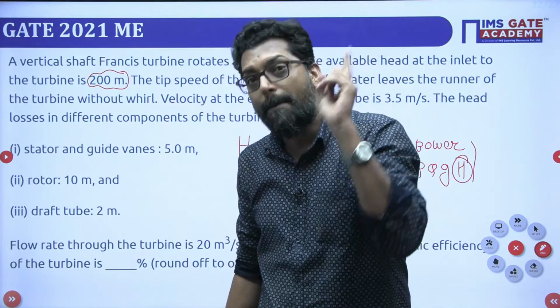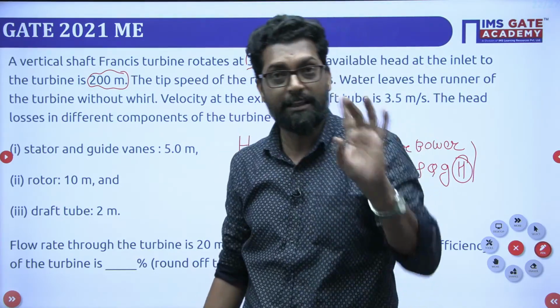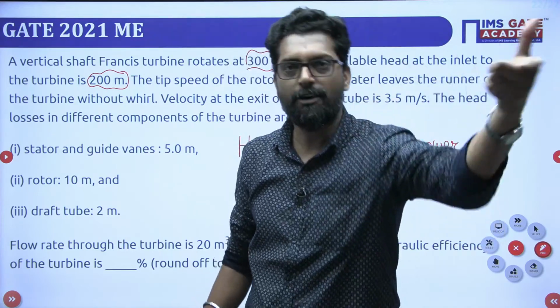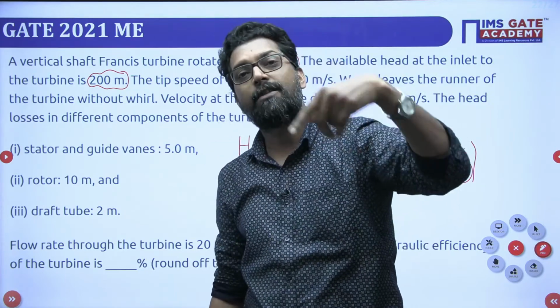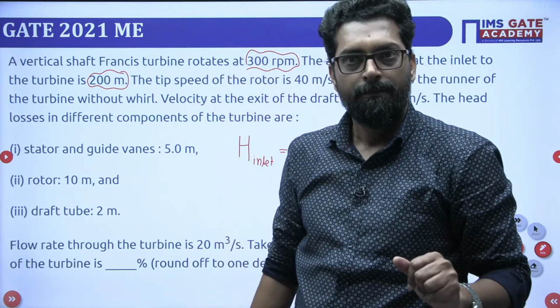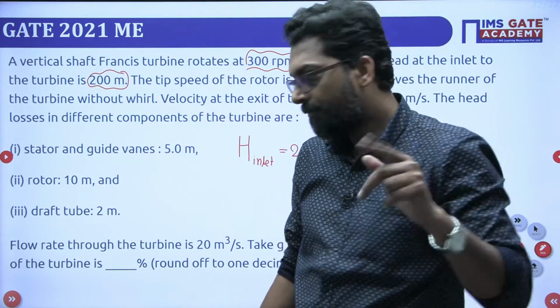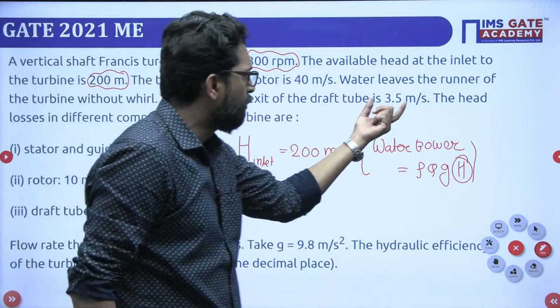In the case of a Kaplan turbine, U1 equals U2. But both differ mechanism wise, that is, geometry wise. So in the case of a Pelton turbine, due to the tangential flow, U1 equals U2. In the case of a Kaplan turbine, due to the pure axial flow, U1 equals U2. Clear? So the velocity at the exit of the draft tube is given.